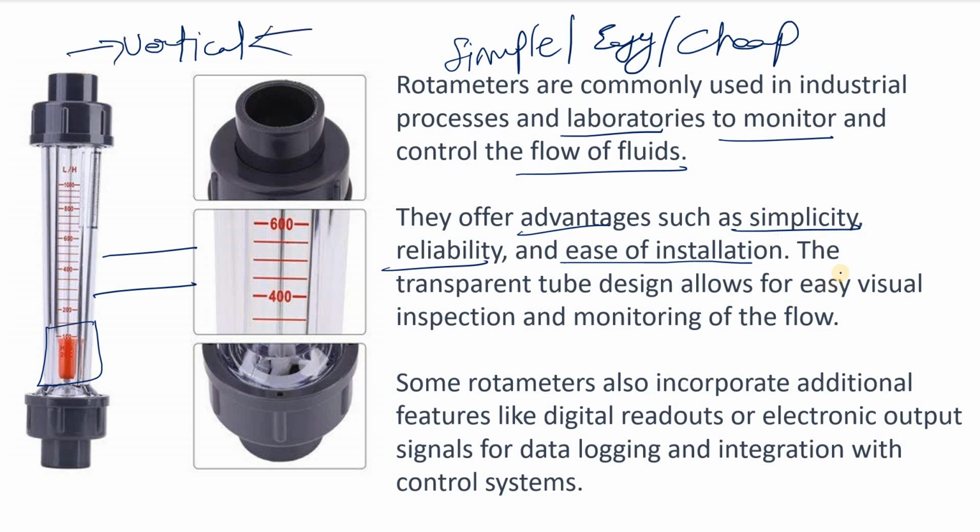Please remember this. The transparent tube design allows for easy visual inspection. You can simply see it in the field and monitor the flow. Nowadays the rotameter also comes with a transmitter, so that you can see it in the DCS room as well. The flow rate of the pipeline you can simply see from the DCS. It also comes with the transmitter.